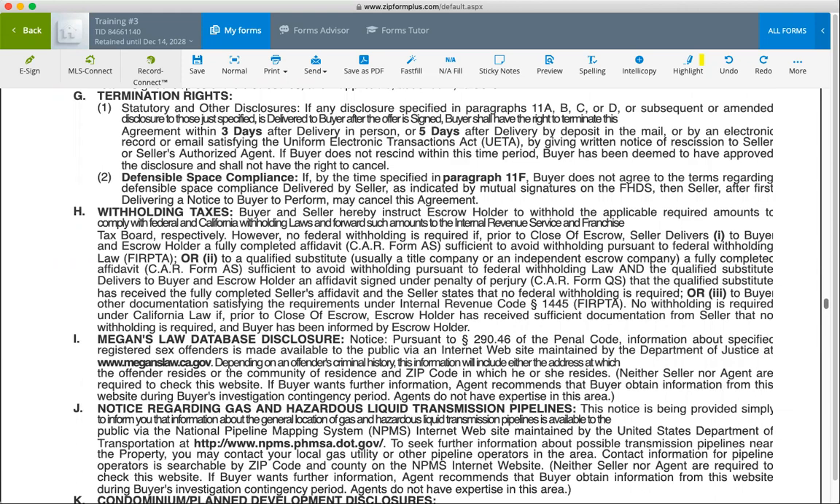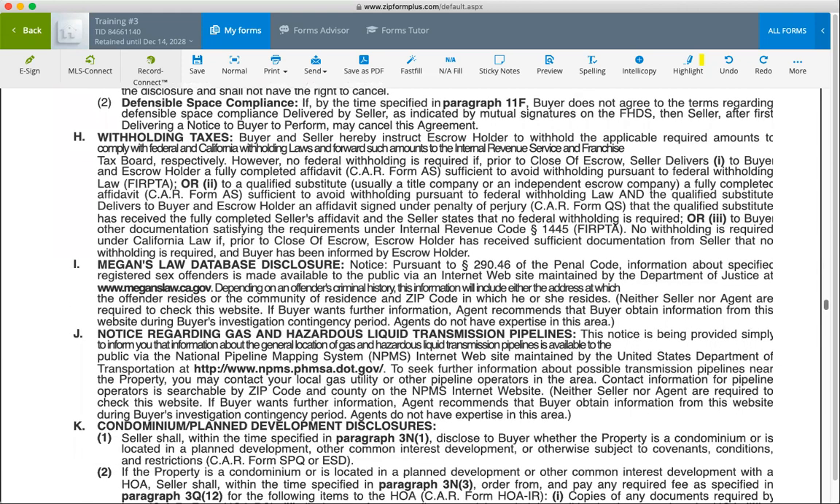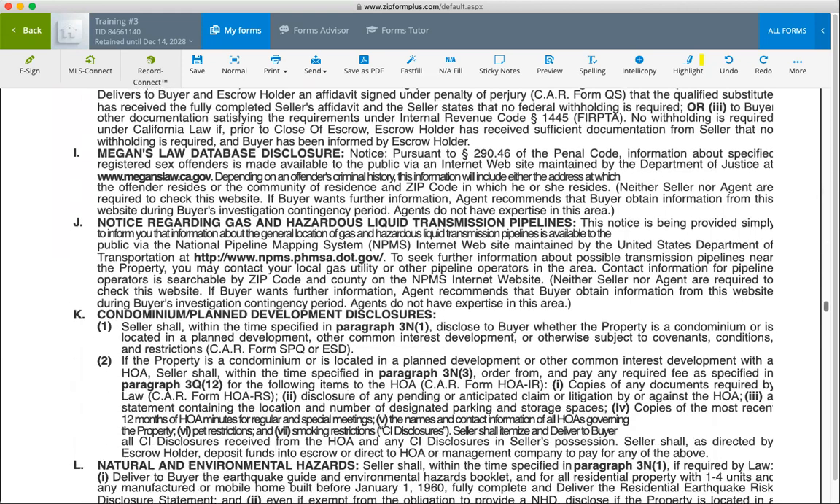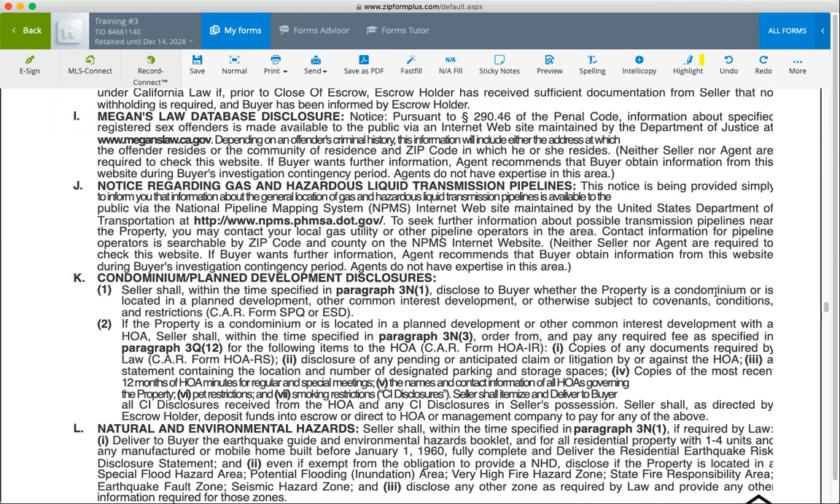Withholding taxes, that has to do with sellers necessarily having taxes withheld under certain circumstances. Megan's Law. There's a database where people can find out where sex offenders are living. If they're living near the house and the buyer is buying, they may not want to buy the house. But we don't provide this database. The contract tells them where to go if they're interested in finding out. So that we don't become Megan's Law determiners or anything like that.